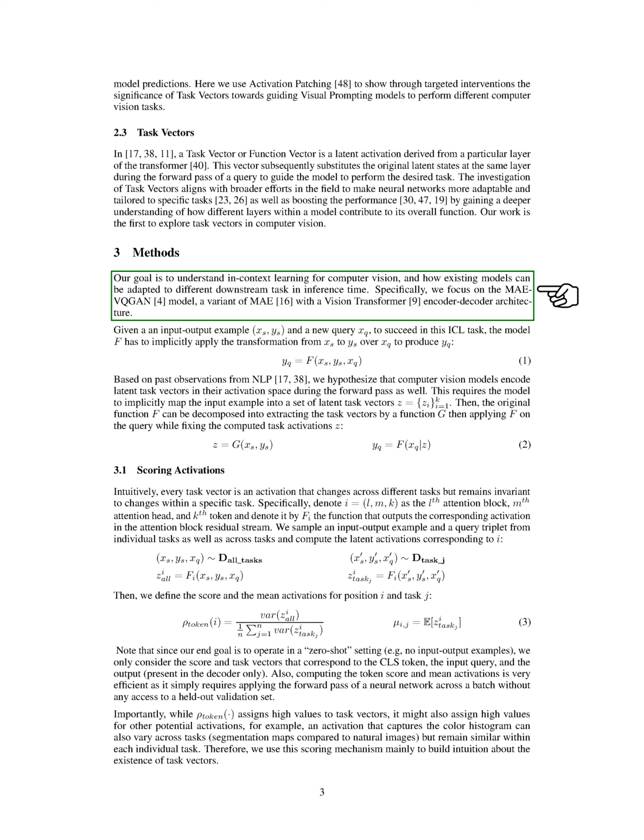Drawing from insights in natural language processing (NLP), we propose that computer vision models encode latent task vectors in their activation space during the forward pass. This encoding involves mapping the input example to a set of latent task vectors z = {z_i, k}_i=1. Task vectors are activations that vary across different tasks but remain consistent within a specific task.